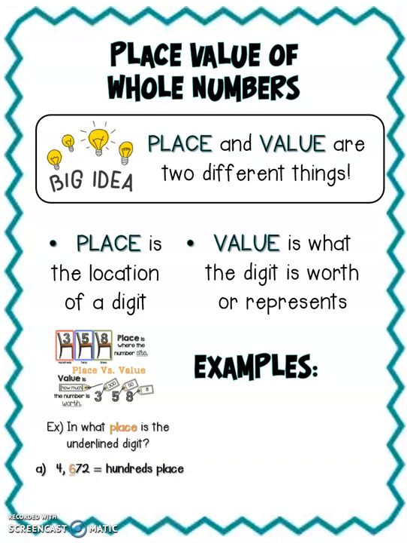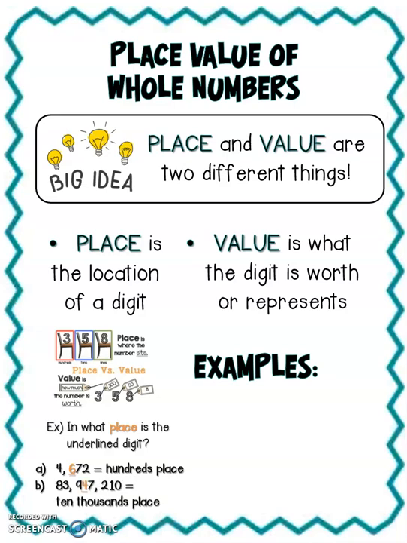So in the example 4,672, the digit 6 is underlined. I can tell that the digit 6 is in the largest place of the ones period. That's the hundreds place. So I would write out that my answer to this question is that the 6 is in the hundreds place. This works the same even with larger numbers.